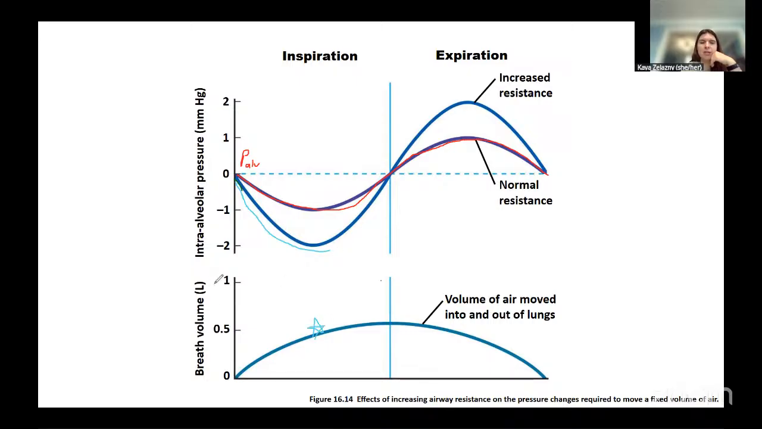So notice that this breath volume graph, it's not two lines, right? We don't have one for normal resistance and one for increased resistance. We're just looking at what is the force necessary to move that volume of air, just the same volume of air. Right? So you need a pressure that gets a lot lower during inspiration to move that volume of air, right? And then you need a pressure that gets much higher during expiration to move that air back out of the lungs when we see this increased resistance.